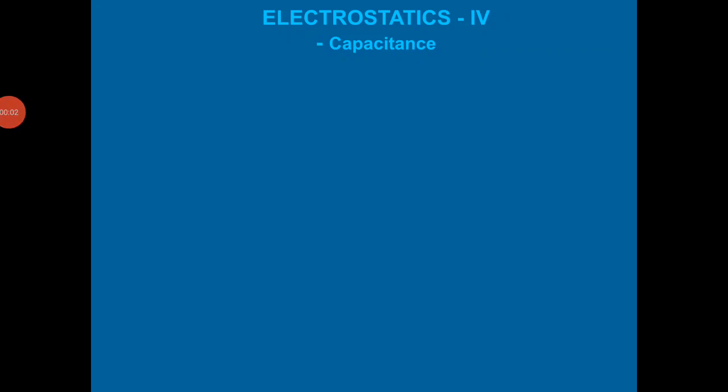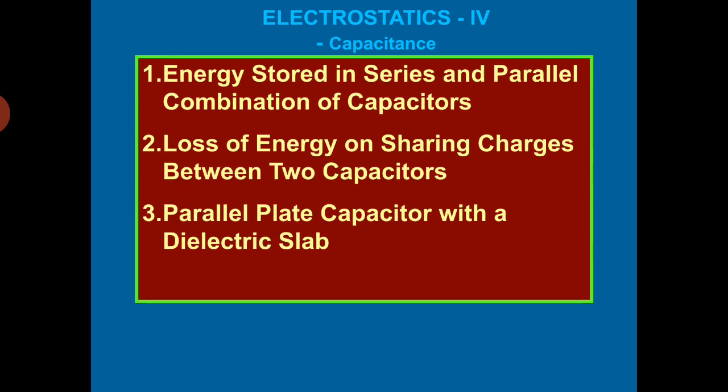Good morning, dear students. Up till now, we have studied the energy density and the energy stored in the capacitor. So now we are going to discuss what happens when we consider a system having a combination of capacitors. There is energy stored in series and parallel combinations of capacitors.